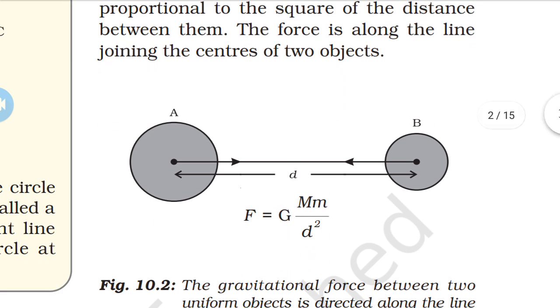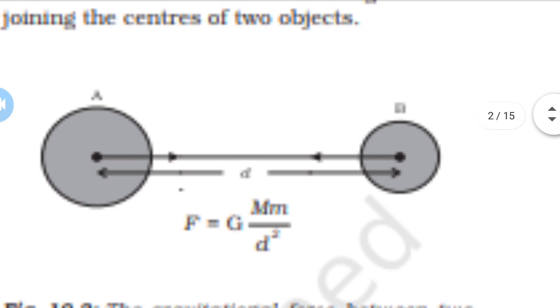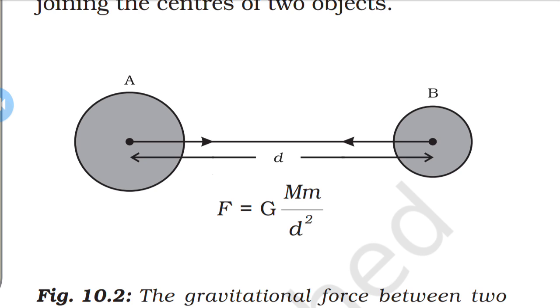For that, let us consider two objects, object A and object B. Let object A be the earth, having mass capital M, and object B be an apple, which is small compared to the earth.